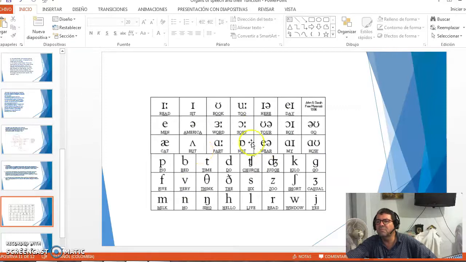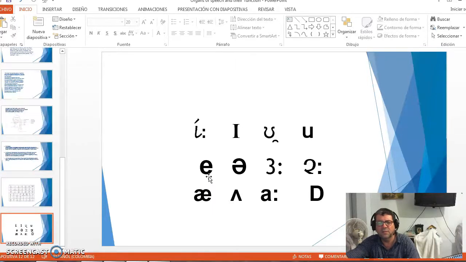Okay, this is a basic chart of the phonetic sounds. And on this next chart, this is a section of the phonetic sounds, and here we have the 12 vowels. I'm going to help you remember how to say these sounds with certain actions. Let's look at the first sound.